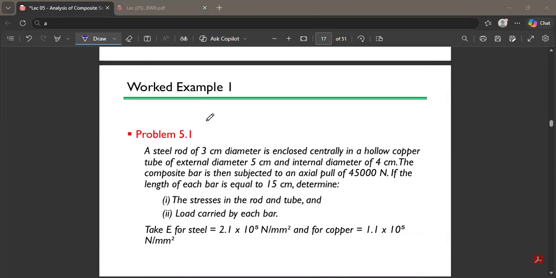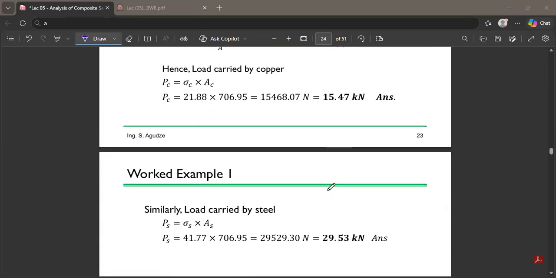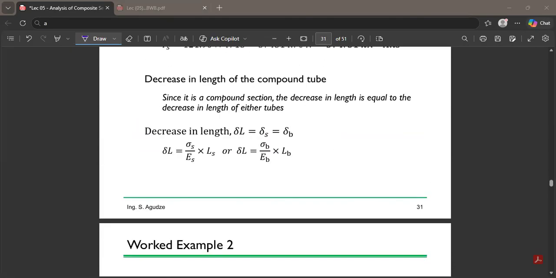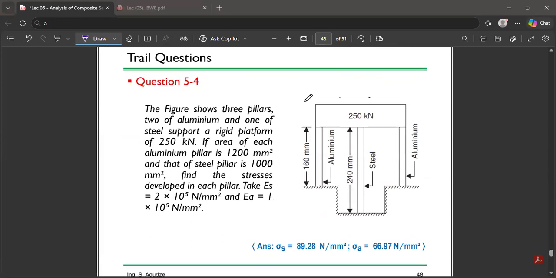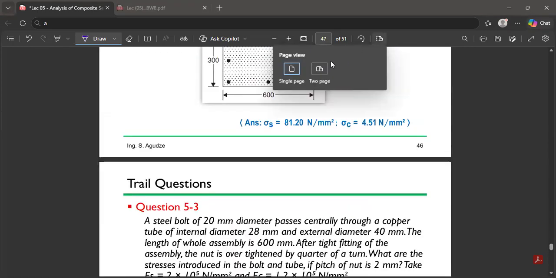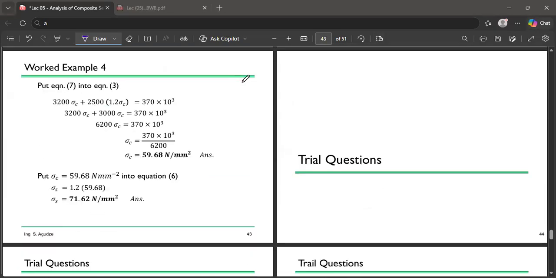So let's quickly start by solving some examples. But for today, because we already solved this example in class, I want us to start solving the trial questions. So we are going straight to the trial questions. These are some questions we have from the trial questions. At least if you're able to solve 2 of these, it is good.